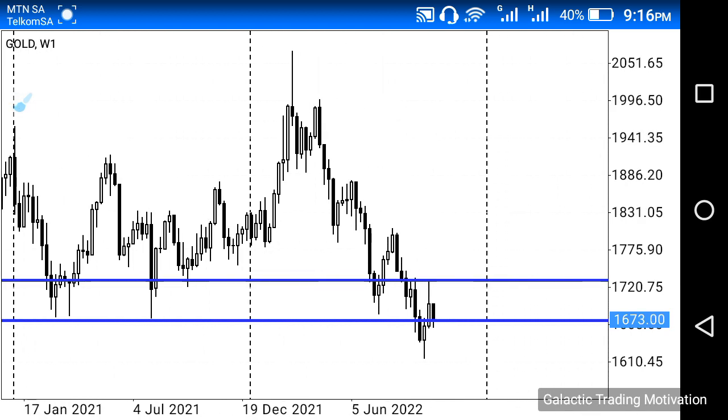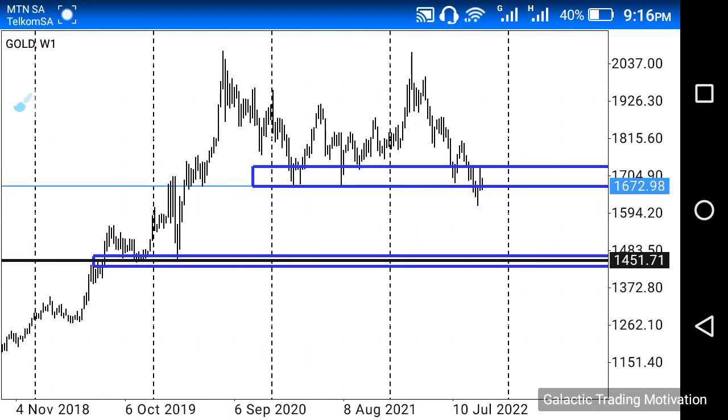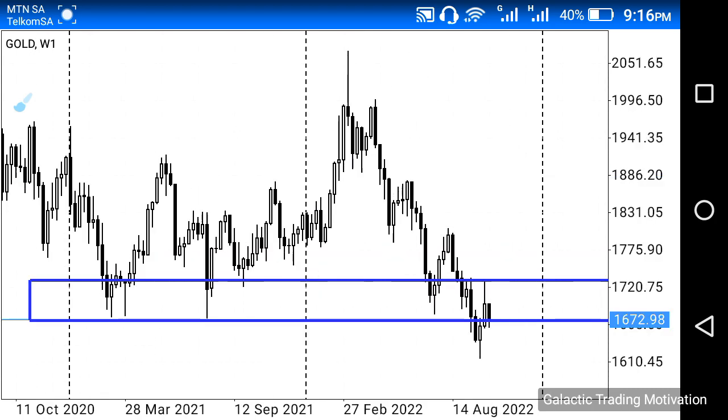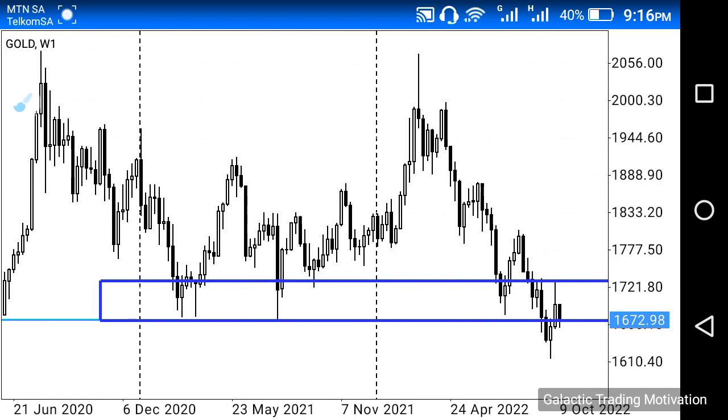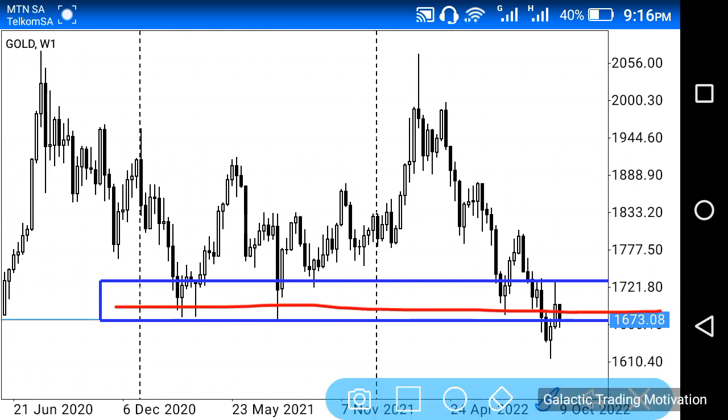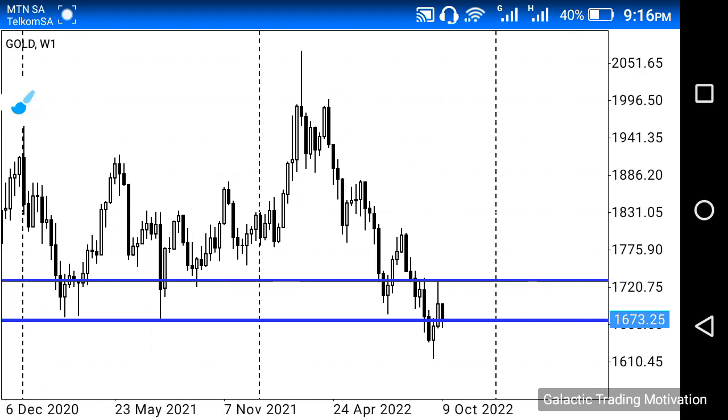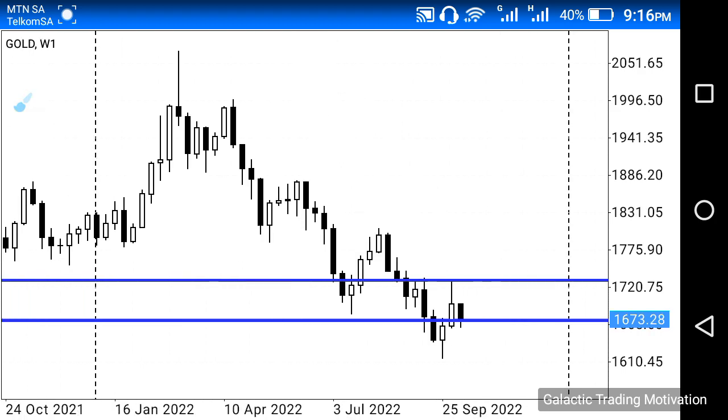So on the weekly chart, remember on the monthly chart, I said that price has closed below this level, which was support but is now resistance. And I said to you guys that there's a big chance that we might see price push further down.